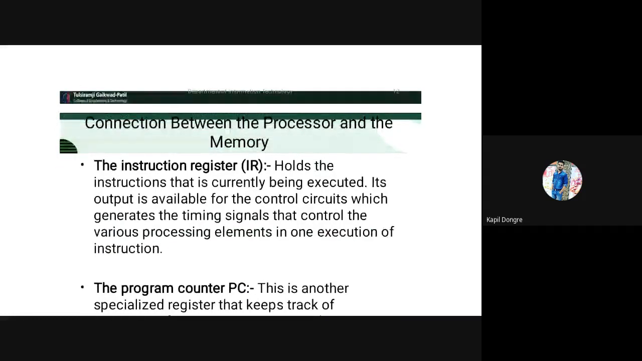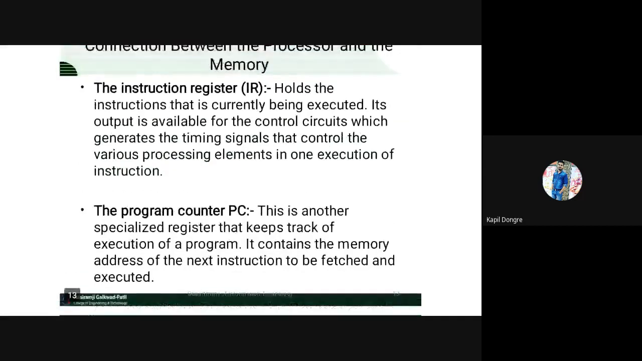What is the function of the instruction register? It holds the instruction that is currently being executed. Its output is available for the control circuit, which generates timing signals and controls various processing elements in the execution of the instructions. Obviously, previously हमने देखा है कि जो इंस्ट्रक्शन रजिस्टर होता है, इंस्ट्रक्शन रजिस्टर के अंदर हमारी जो इंस्ट्रक्शंस होती है उस इंस्ट्रक्शन की एक डेजिग्नेटेड कॉपी वहां पे आ जाती है. ठीक है.